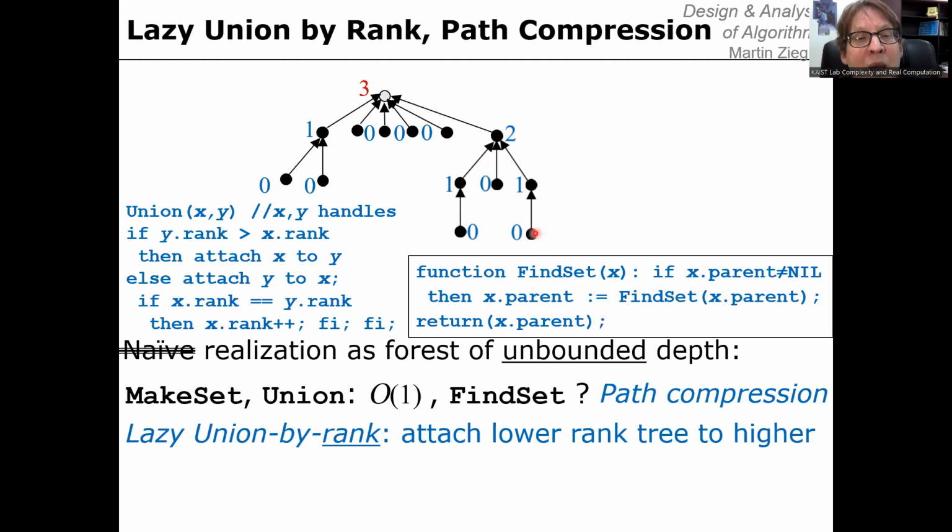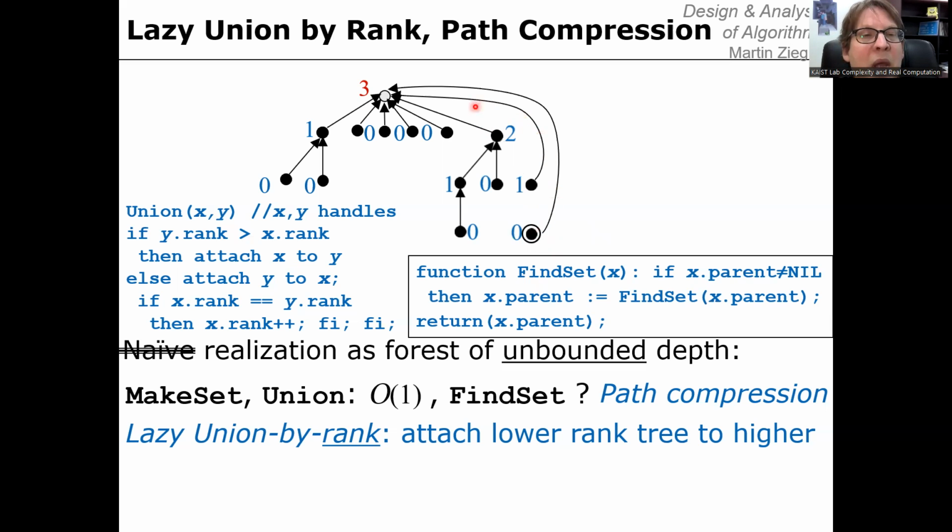But also we update the pointer here. So x's parent pointer gets updated to point now to the unique handle of this root, so it gets redirected here. So here's the animation. So we update all these pointers during the recursive walking up. So it's a recursive way of walking up, not an iterative.